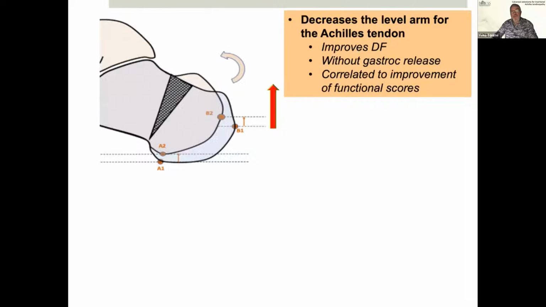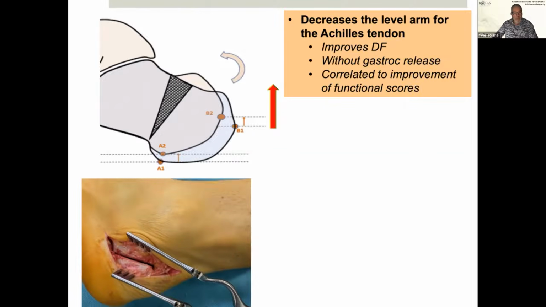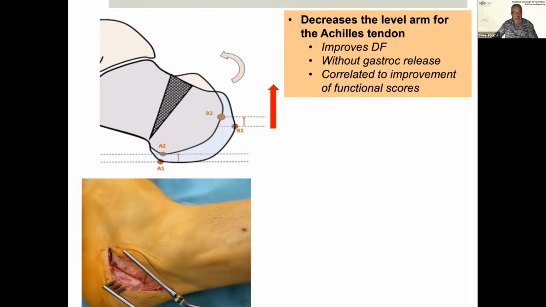But another very interesting topic, and it was my clinical assessment post-operatively, was the feeling that we decrease the lever arm for the Achilles tendon. And this decrease of the lever arm for the Achilles tendon improves de facto the dorsiflexion without any gastroc release, because sometimes there is a recession of the gastroc. This improvement of the dorsiflexion is also correlated to improvement of the functional score. You can see here how it works, because when we close it, we relax the Achilles tendon and we improve the dorsiflexion.